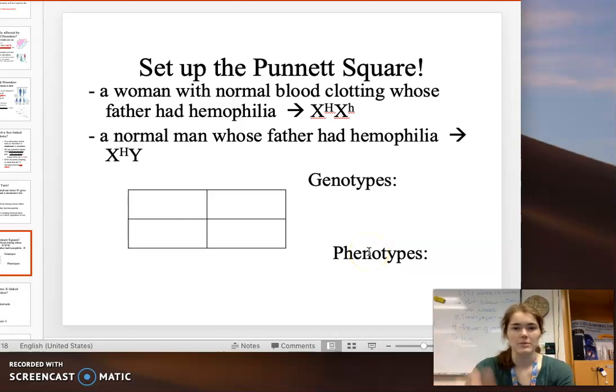So find a little scratch piece of paper and give it a try. If you get it wrong, that's okay. But set it up with this parent and see what happens to the kid. The question is, will any of them get hemophilia?